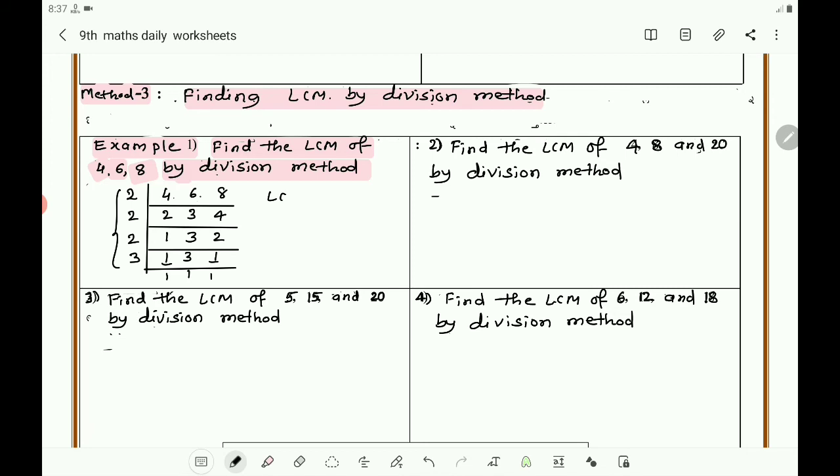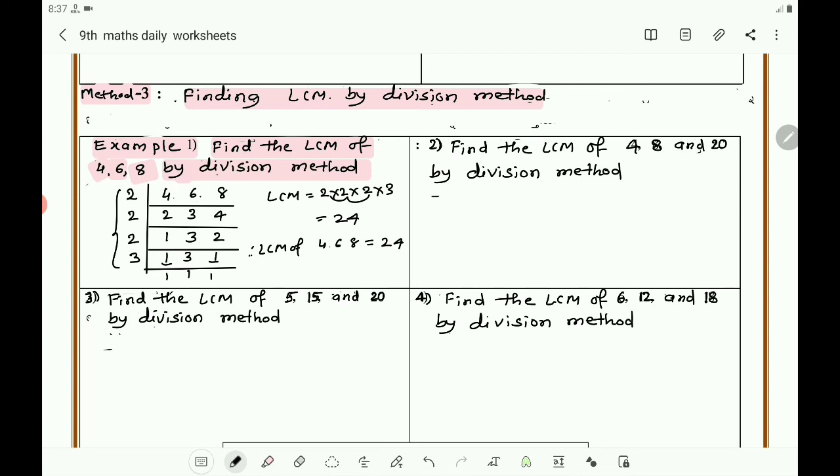So you write LCM equals 2 into 2 into 2 into 3. That is 2 2s are 4, 4 2s are 8, 8 3s are 24. Therefore you can write LCM of 4, 6, 8 equals 24.